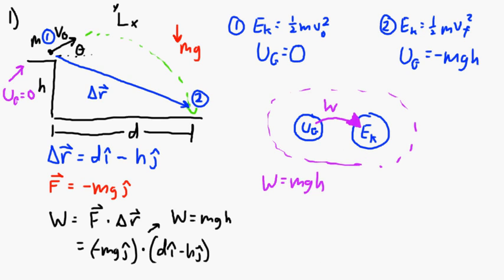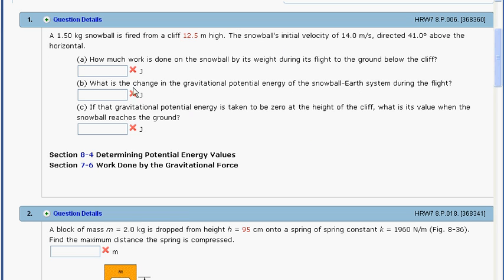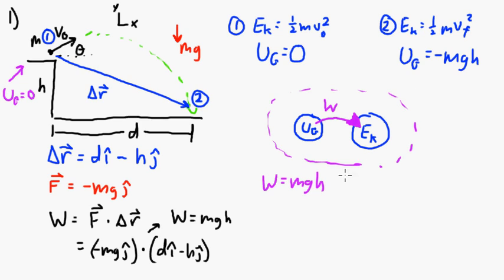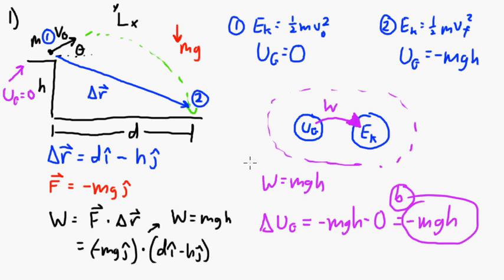For part B, now it gets pretty easy. Part B, what is the change in gravitational potential energy of the snowball-Earth system during the flight? There are two different ways to look at that. One is we just calculated it here, and we say change in U sub g is just going to be the final U_g minus the initial U_g, right? So negative mgh minus 0, and that's going to equal negative mgh. Okay, so that is our answer for part B. Part B, right there. This is part A, right there.